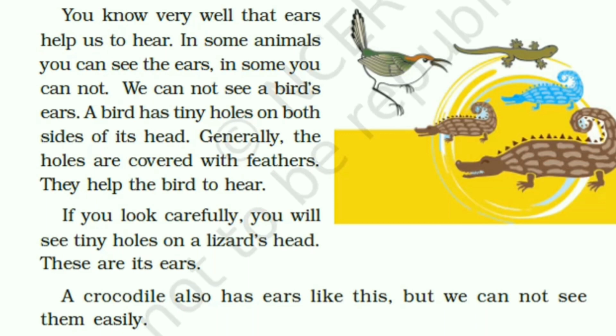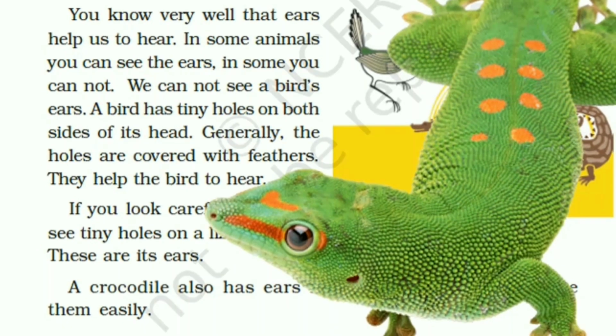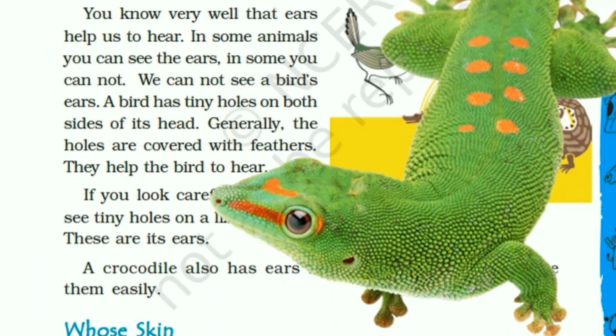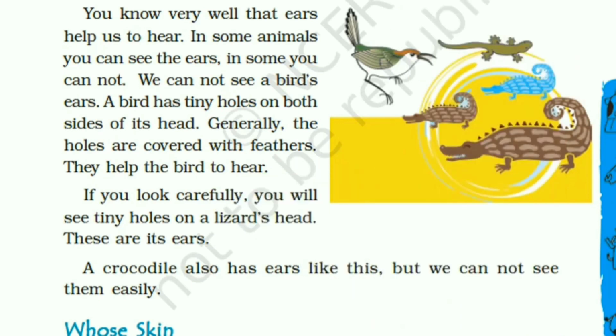If you look carefully, you can see a tiny hole on the lizard's head. Here are its ears. Here is a picture of a lizard. Here I am showing you a picture of a lizard. And this is a tiny hole. It's the ear of this lizard. Okay? A crocodile also has ears like this, but we cannot see them easily.